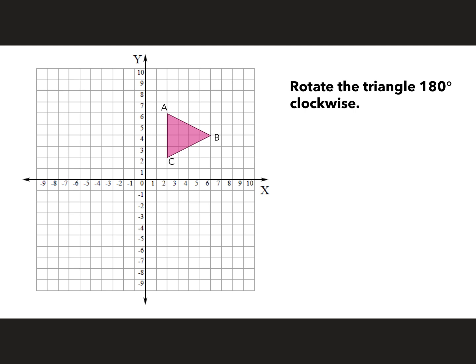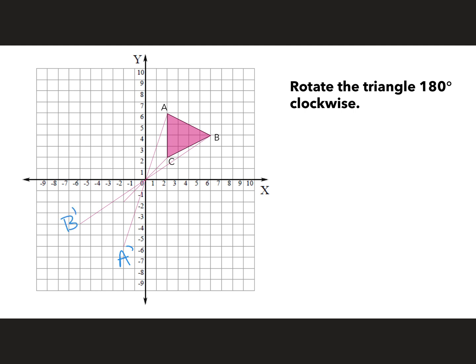Okay, so we're going to start with this. Rotate the triangle 180 degrees clockwise. Well, I want you to think of drawing a line from each of those points through the origin to the other side. And a line is 180 degrees, so I'm looking for a straight line. When I make straight lines through the origin, they have to be the same length from their first letter to their new letter. So from A to A prime, they have to be the same distance from the origin.